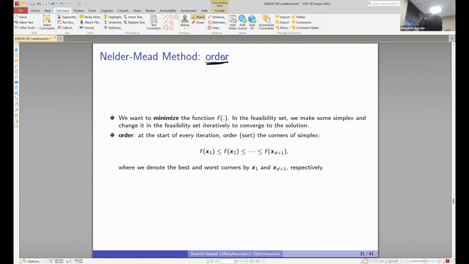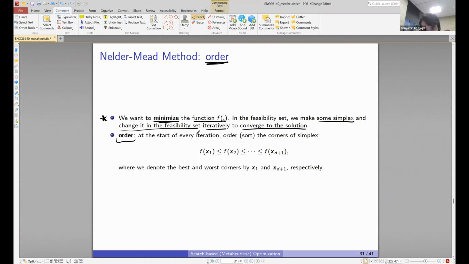So now, we want to minimize this function f, right? In the feasibility set, we make a simplex, and we change it in the feasibility set iteratively to converge to the solution. This is the idea of the Nelder-Mead algorithm. Now let's talk about the operators in this algorithm. One of them is order, or sorting.